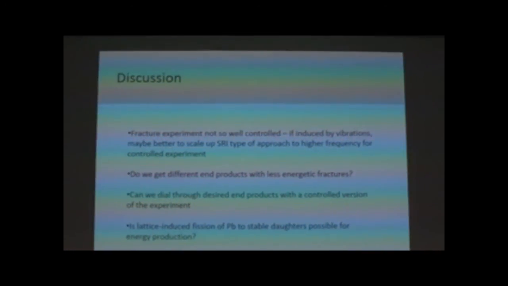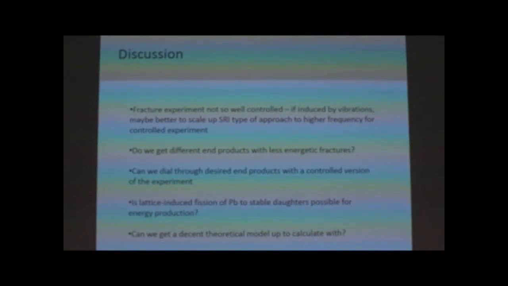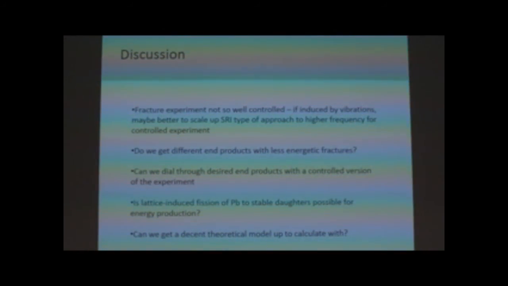So one issue is, can we get different end products with less energetic fractures? Alternatively, if you had a controlled version of it and you transferred less energy, could you pick and choose what endpoint channel? If you're going to have selectivity, can we get control over the selectivity? I think we should be able to.